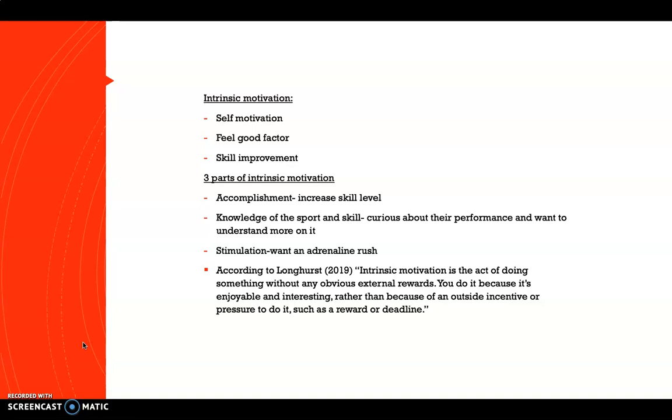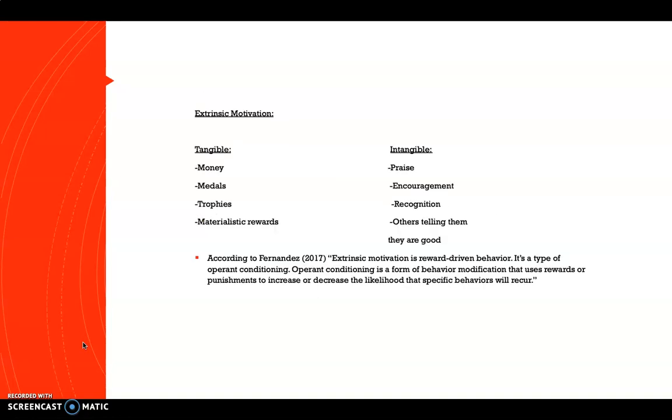You do it because it's enjoyable and interesting, rather than being an outside incentive or pressure to do it, such as a reward or a deadline. Extrinsic motivation. This comes in 2 forms. Tangible, which is basically materialistic rewards, and intangible, which is others.